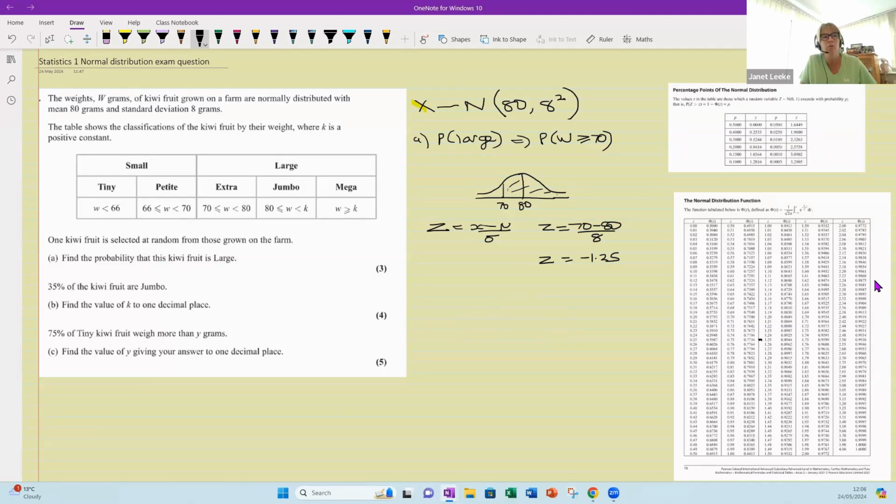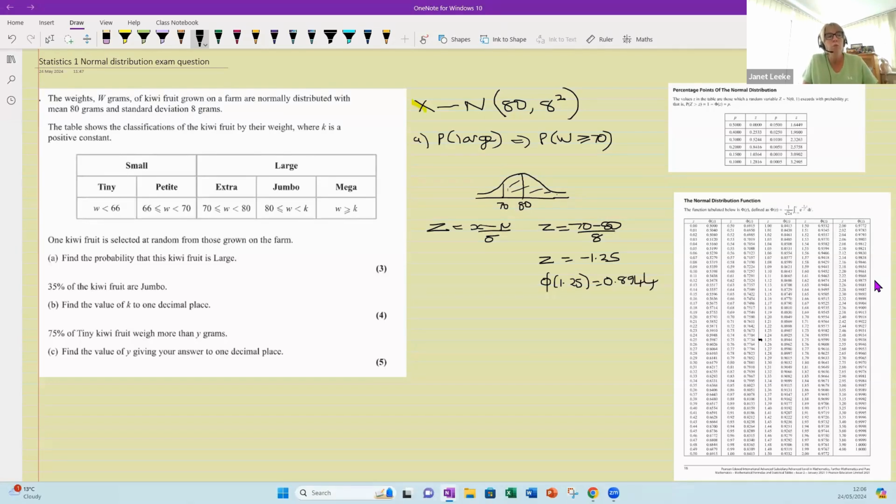So there's a Z column, 1.25, and that gives me the Φ(Z) as 0.8944. So I'll put that in there.